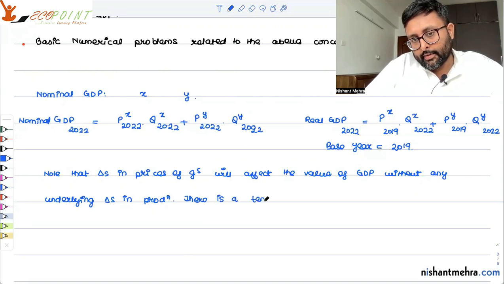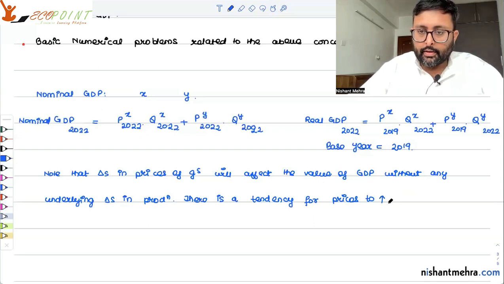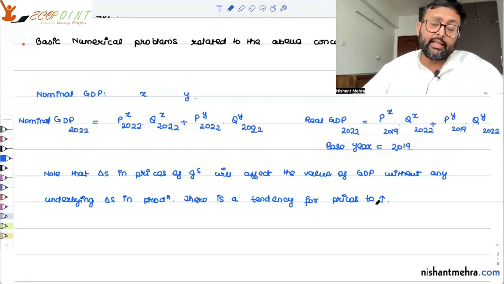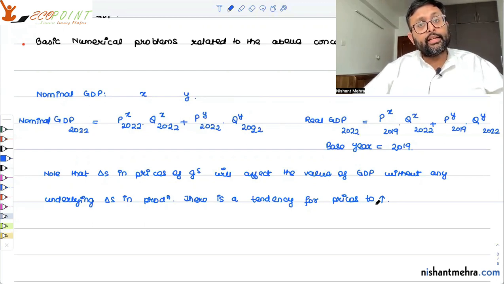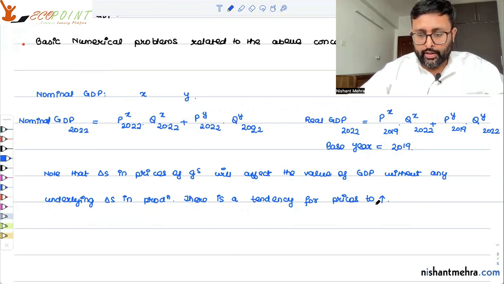There is a tendency for prices to rise, right? The nominal GDP allows both prices and quantities to change. But if you look at real GDP, since we are taking the prices of the base year, they are constant. So those are not changing, only the quantities are going to change. So if there is an increase in real GDP, that is what is meant by an increase in output, right?